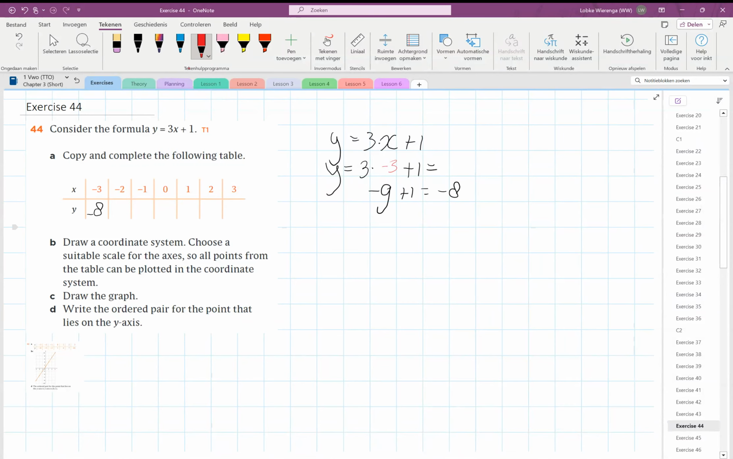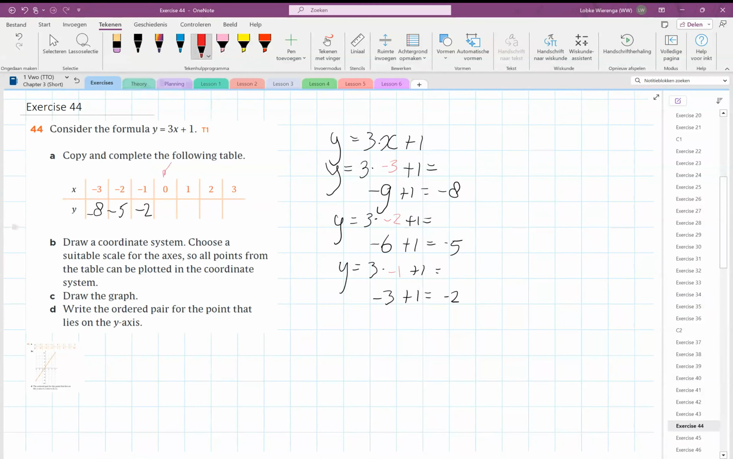Then we'll continue to minus 2. So we'll replace the x with a minus 2. 3 times minus 2 is minus 6, and minus 6 plus 1 is minus 5. Next, we replace it with a minus 1. So we get x is 3 times minus 1 plus 1, which is minus 3 plus 1, and that's minus 2.